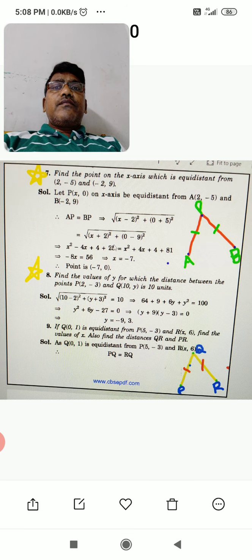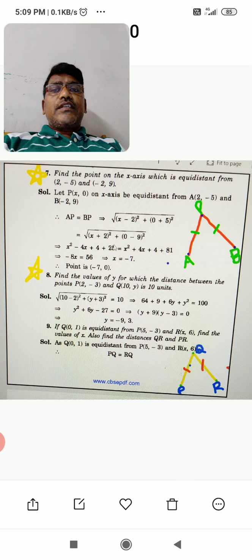I mean the difference between the 7th and 8th is, here the point is on the x axis, so we are going to find x. Here we are finding the value of y. In the 7th question, equal distance is given, so we make the distance from one point to the other point equal to the distance from the first point. Here the distance is clearly given, so we take the distance directly.